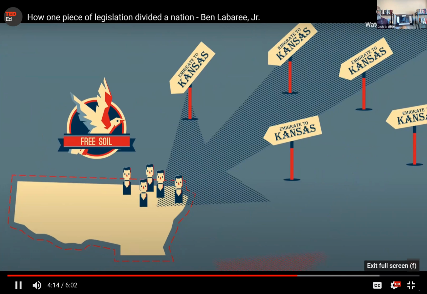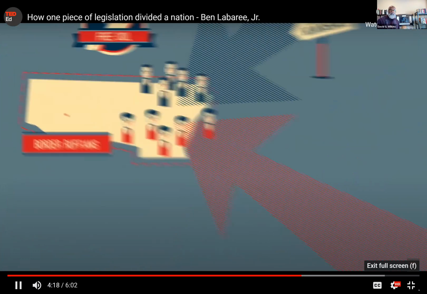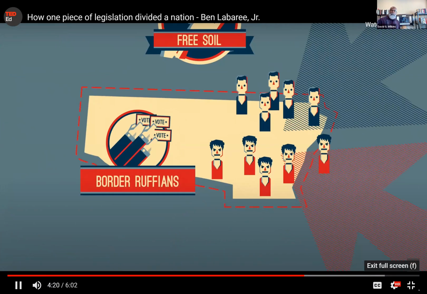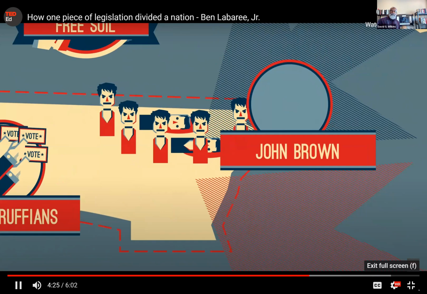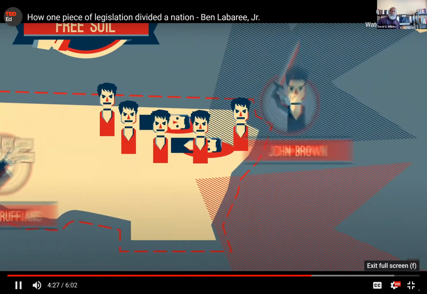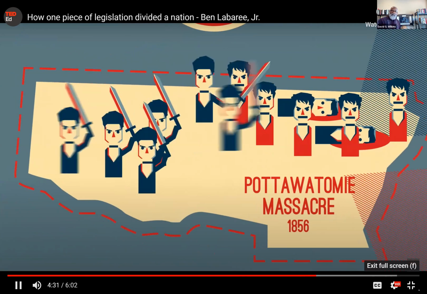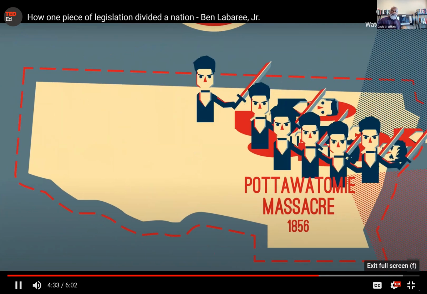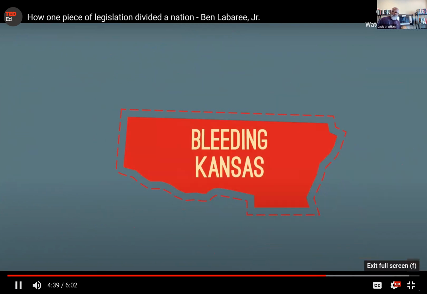The South answered with border ruffians, pro-slavery Missourians who crossed state lines to vote in fraudulent elections and raid anti-slavery settlements. One Northern abolitionist, John Brown, became notorious following the Potawatomi Massacre of 1856, when he and his sons hacked to death 5 pro-slavery farmers with broadswords. In the end, more than 50 people died in Bleeding Kansas.